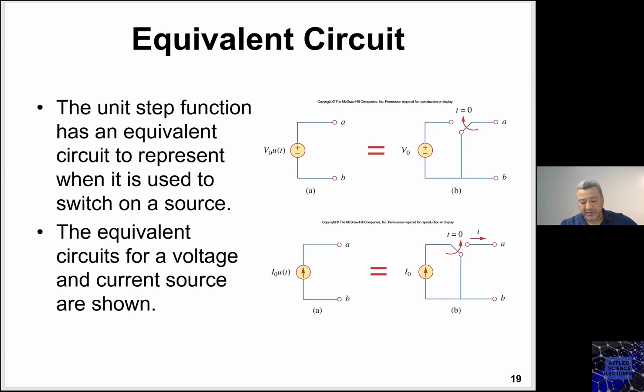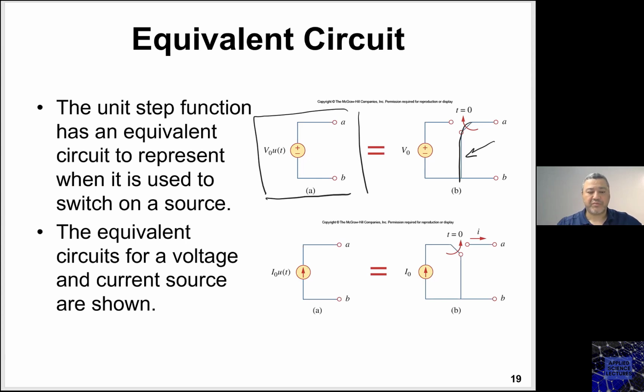So let's look at this voltage source that is multiplied by a unit step function. Again, what does it mean? Before t equals 0, it is 0. So a voltage source that is 0 is basically represented by a piece of wire. That's why before the switch, the voltage was 0, and this meant that I don't have a voltage source, I only have a piece of wire.